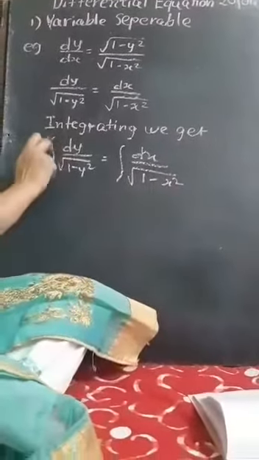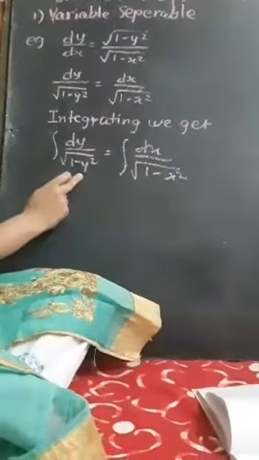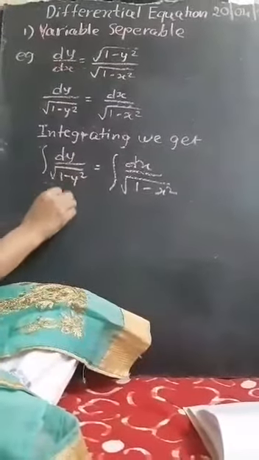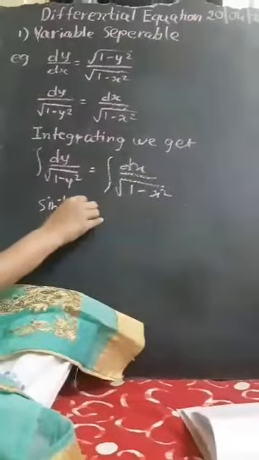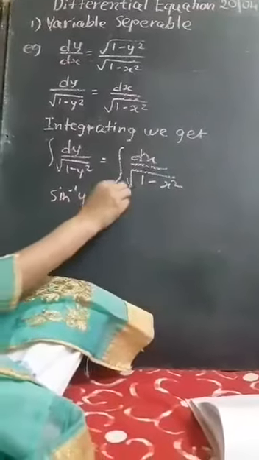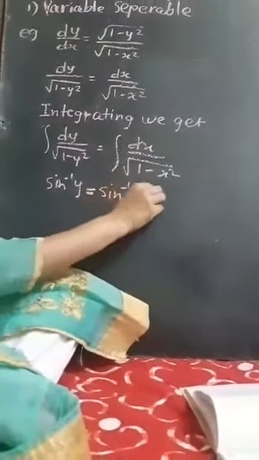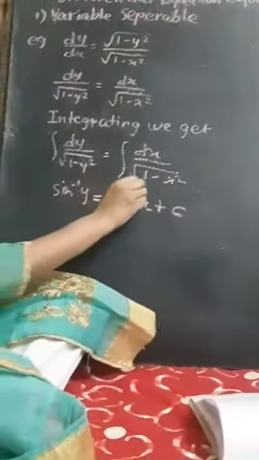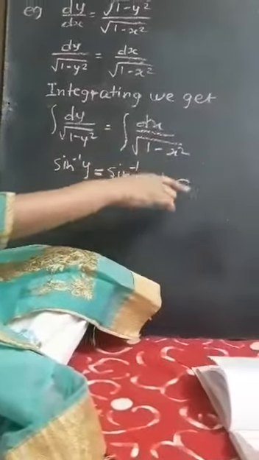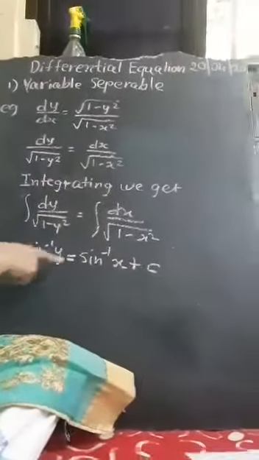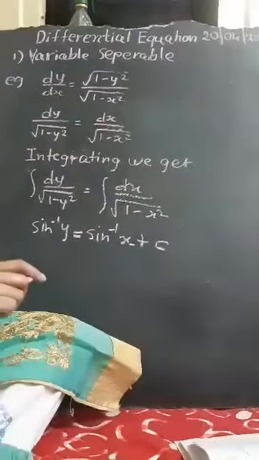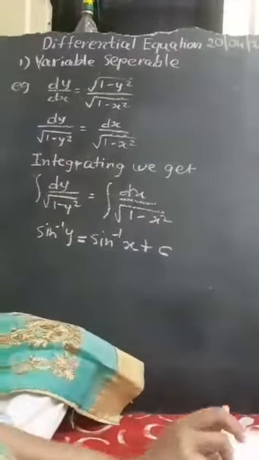What is the integration of 1 upon root 1 minus y square? This is the derivative of sine inverse y. As the variable is y and dy, we will be writing the integration of this as sine inverse y. This will similarly be sine inverse x, and we write plus c. In every integration answer we write plus c, so we write it only on one side, we are writing it on the right side. So this is your answer. Sine inverse y is equal to sine inverse x plus c. This is the answer of this differential equation. Which type? It is variable separable.